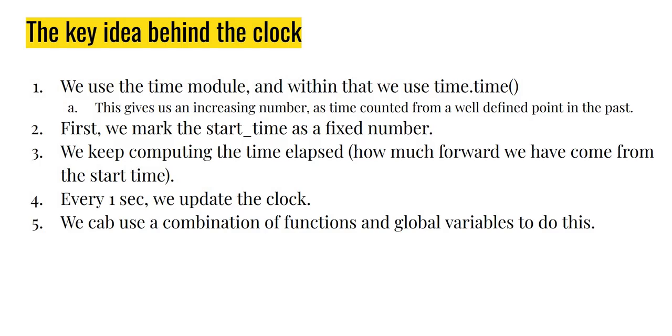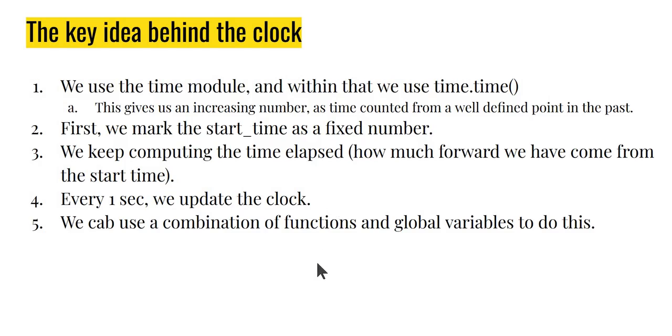What this method does is that it gives me an increasing number as time counted from a well-defined point in the past. Really it doesn't matter what this point is, but it is way behind in the past. So when I call time.time, it's like saying this is the current time as a number measured from that point in the past. So basically we can mark the start time this way, and then we can keep computing the time elapsed, which is how much forward we have come from the start time. Every 1 second we keep updating the clock, very similar to the idea in the birthday countdown.